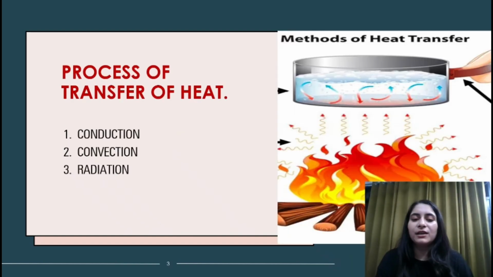Now let's begin with the process of transferring of heat. How do we transfer heat from one object to another object? We are going to discuss the transferring of heat with three processes. The first one is conduction, the next one is convection, and the third one is radiation. Let's begin with the first process, that is called conduction.